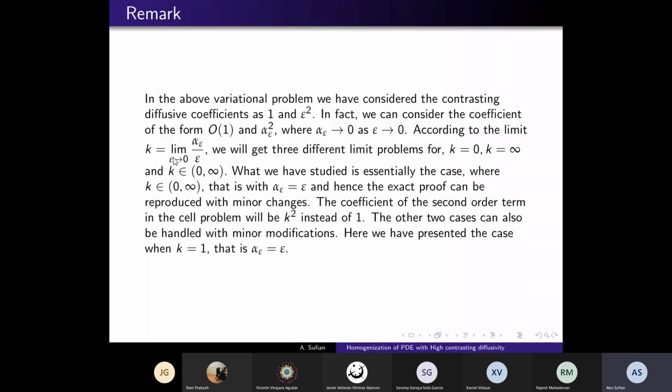In the cell problem, we have the coefficient of the first term, that is del square xi by del y1 square. So the coefficient, instead of 1, will be k square. That's it. There won't be any more changes here. And the other 2 cases, k equal to 0 and k equal to infinity, can be done by just some minor changes. So the case k between 0 and infinity is the critical case that we have studied.